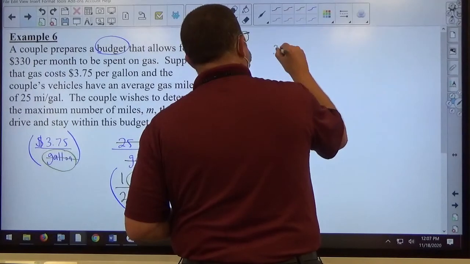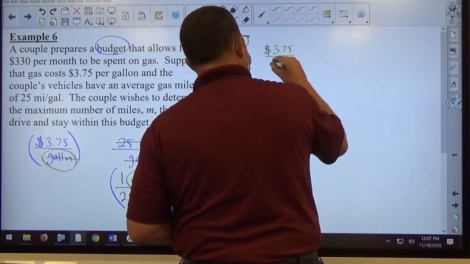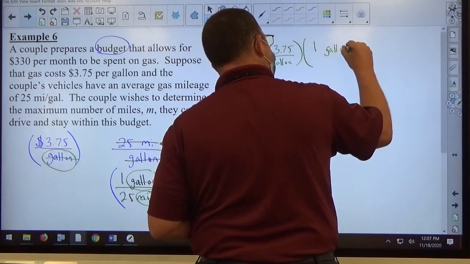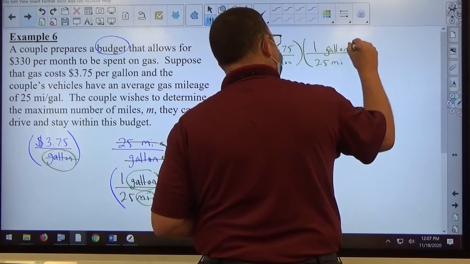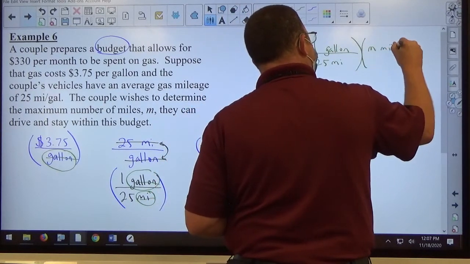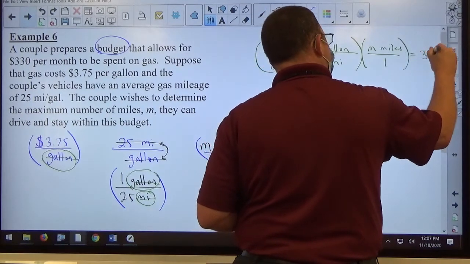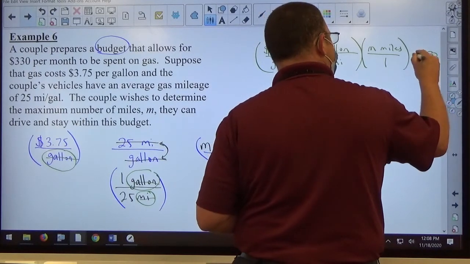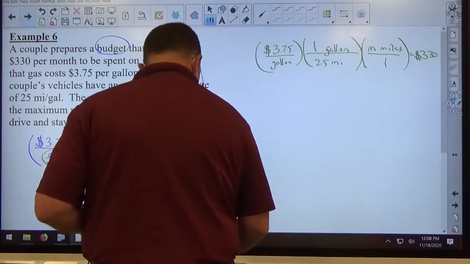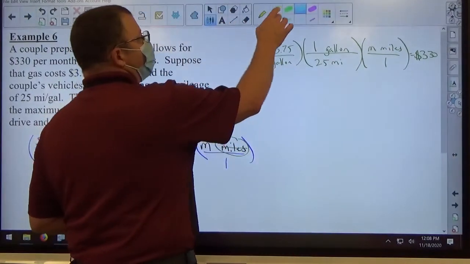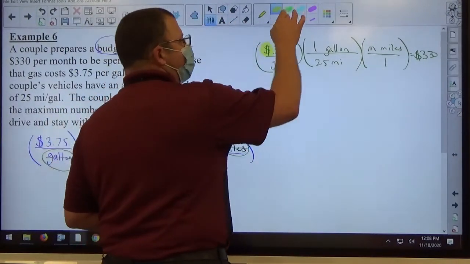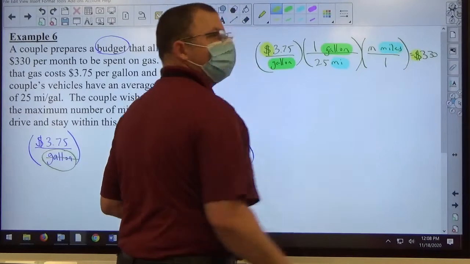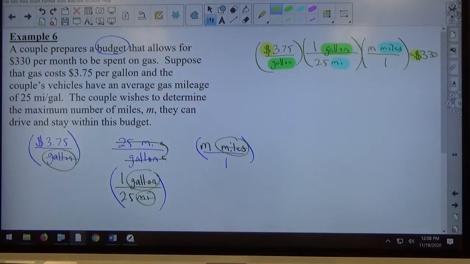So $3.75 per gallon times 1 gallon over 25 miles times M miles over 1 equals $330. Sometimes writing an equation just has to do with unit agreement. The unit you get left over from this product, dollars specifically, because gallons cancels gallons and miles cancels miles, leaves us with the correct unit. That gives us a clue as to what to do with our numbers to make them work.